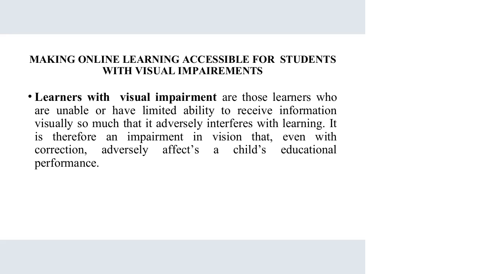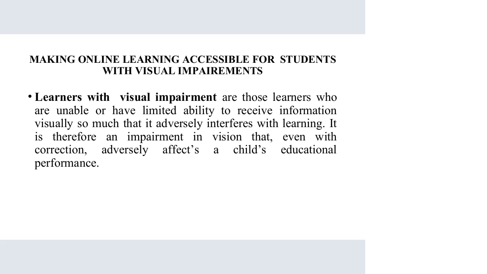First of all, let us define who these learners with visual impairments are. These are learners who have limited ability to receive information visually, so much that it adversely interferes with learning. It is therefore an impairment in vision that, even with correction, affects the child's educational performance. Learners with vision impairments are categorized into three groups.